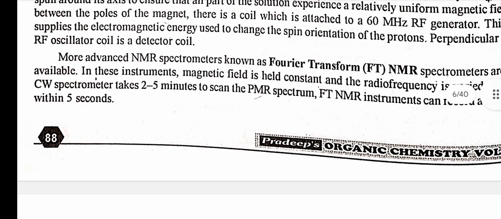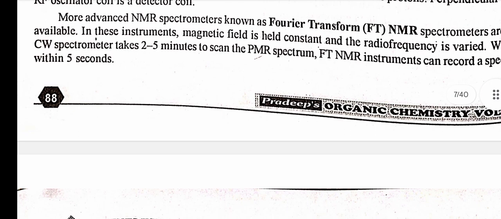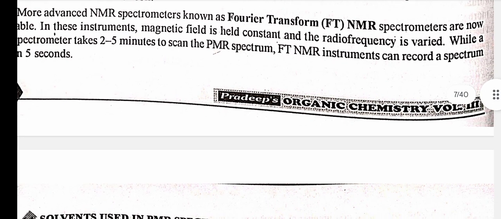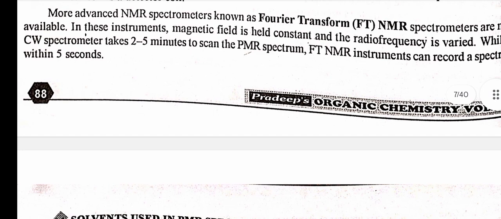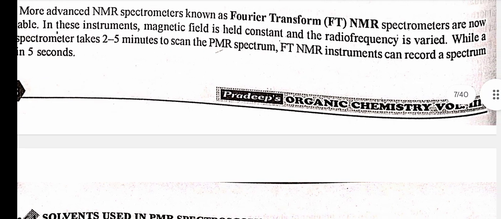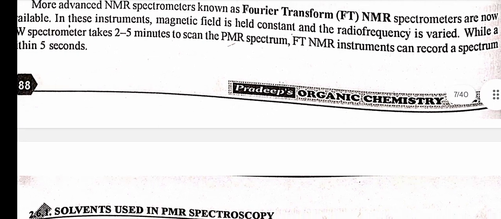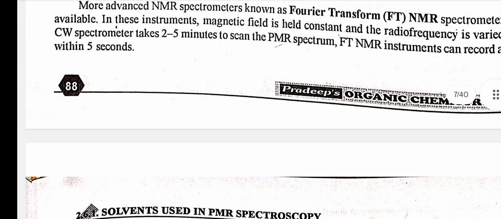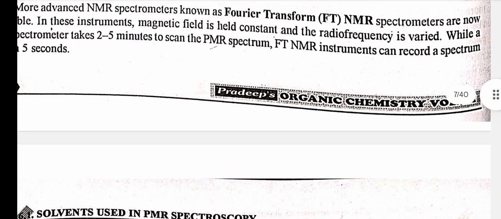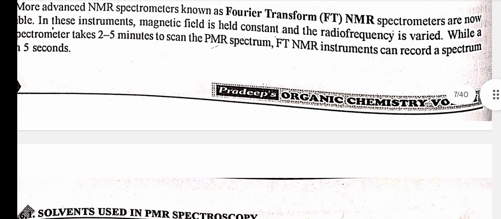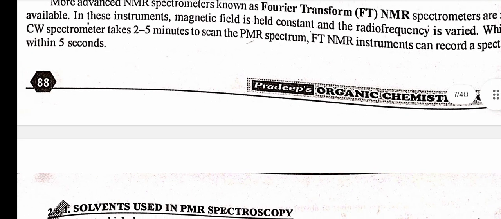More advanced NMR spectrometers, known as Fourier transform NMR spectrometers, are now available. In these instruments, the magnetic field is held constant and the radio frequency is varied. While a CW spectrometer takes 2 to 5 minutes to scan the PMR spectrum, FT NMR instruments can record a spectrum within 5 seconds.